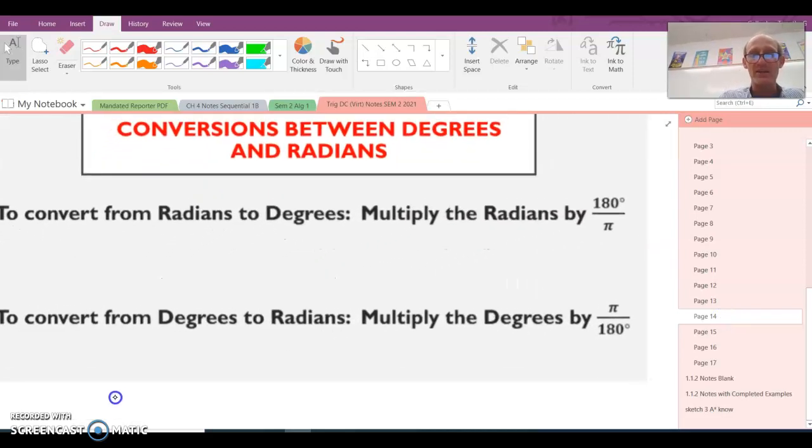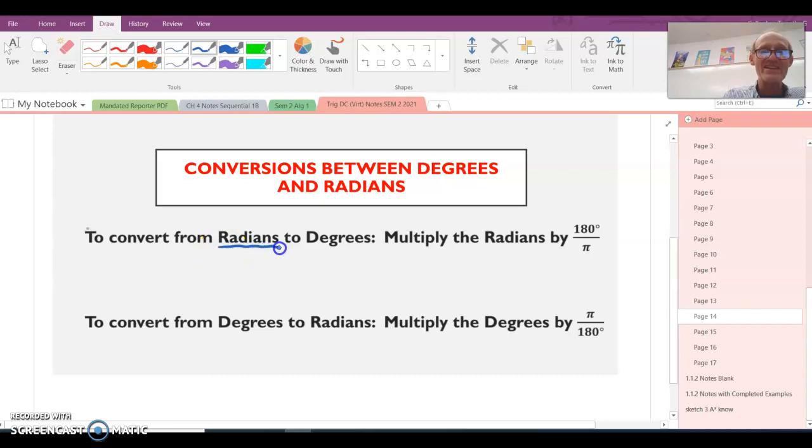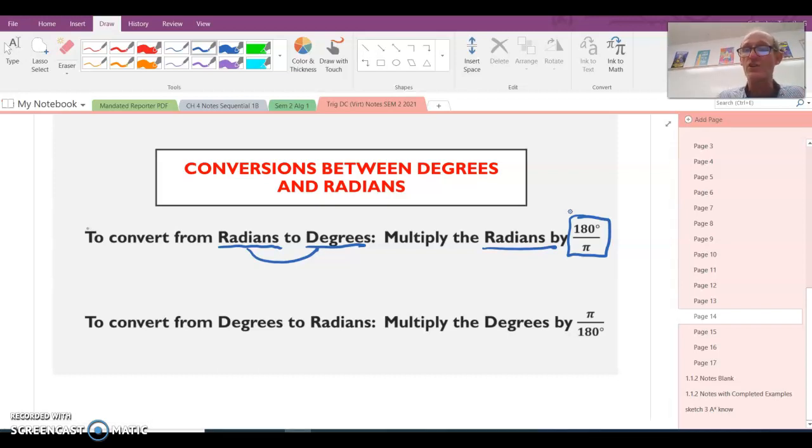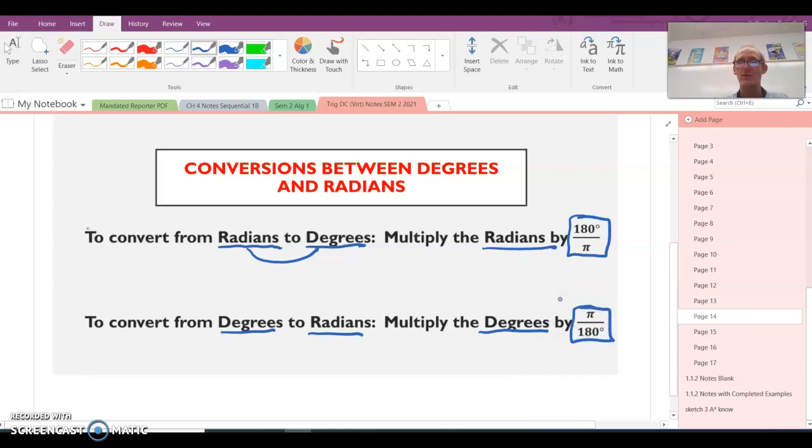Well, this is the big slide here. To convert from radians to degrees, we multiply the radians by 180 degrees over pi. Okay, so we get degrees, and you're going to see some examples with that. To convert degrees to radians, we're going to get radians. We multiply the degrees we have by pi over 180 degrees. Okay, so it's a little confusing at first, but once you understand what you have to do to convert between radians and degrees, you're going to get it.